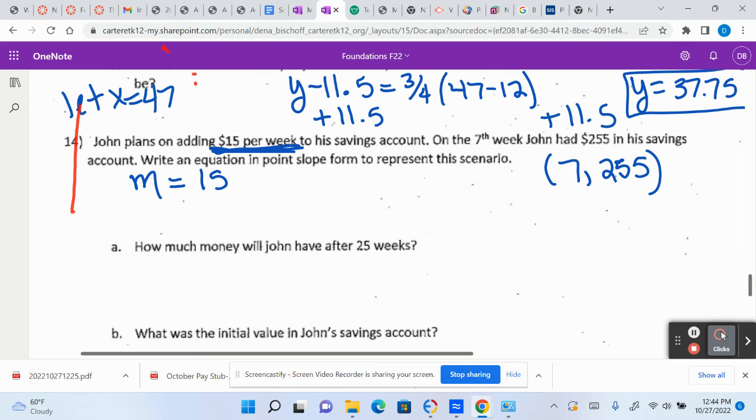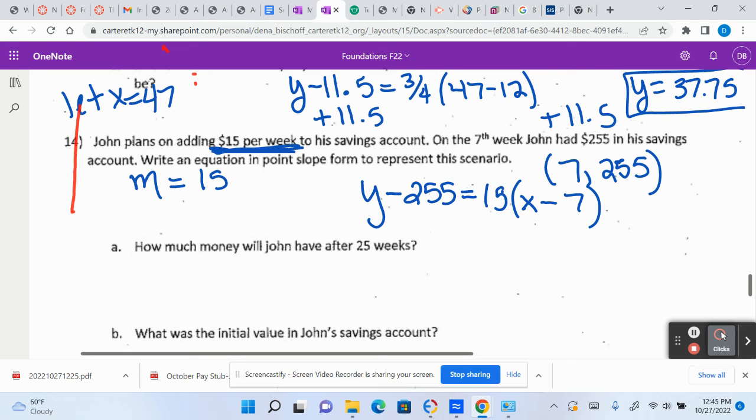Corbett, I'll let you redeem yourself. Go ahead and put it in point slope form. So y minus 255 equals 15 times the quantity x minus 7. Perfect. That's your equation: y minus 255 equals 15 times the quantity x minus 7.